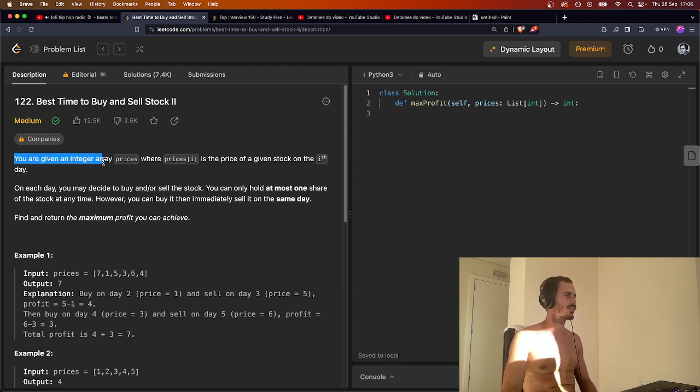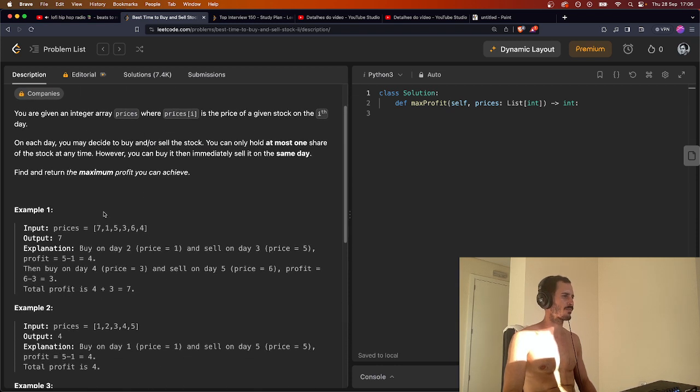So you're given an integer array prices where prices of index is the price of a given stock on the index day. On each day you may decide to buy or sell the stock. You can only hold at most one share of stock at any time. However, you can buy it and then immediately sell it on the same day. Find and return the maximum profit you can achieve. So prices is 7, 1, 5, 3, 6, 4. Output 7 because I can buy on day 2.